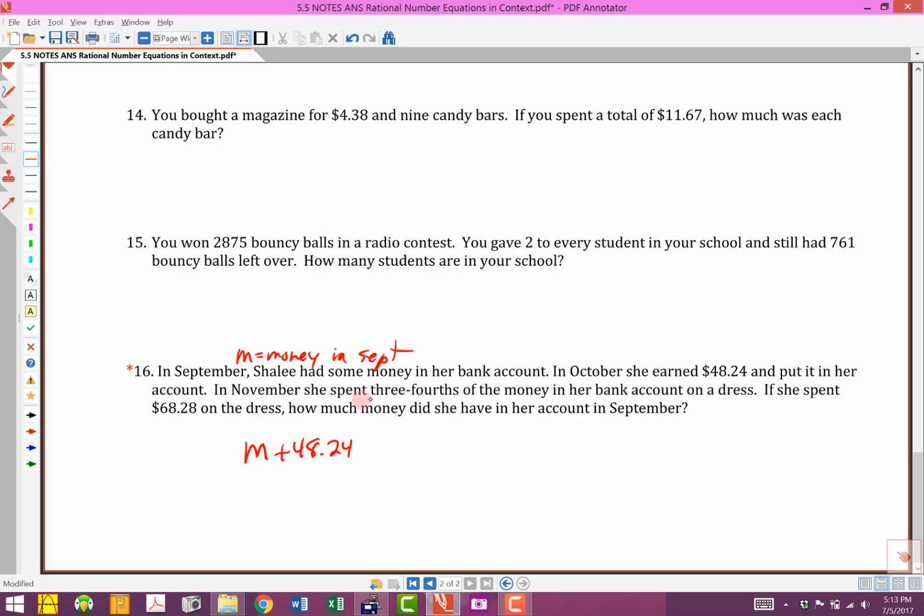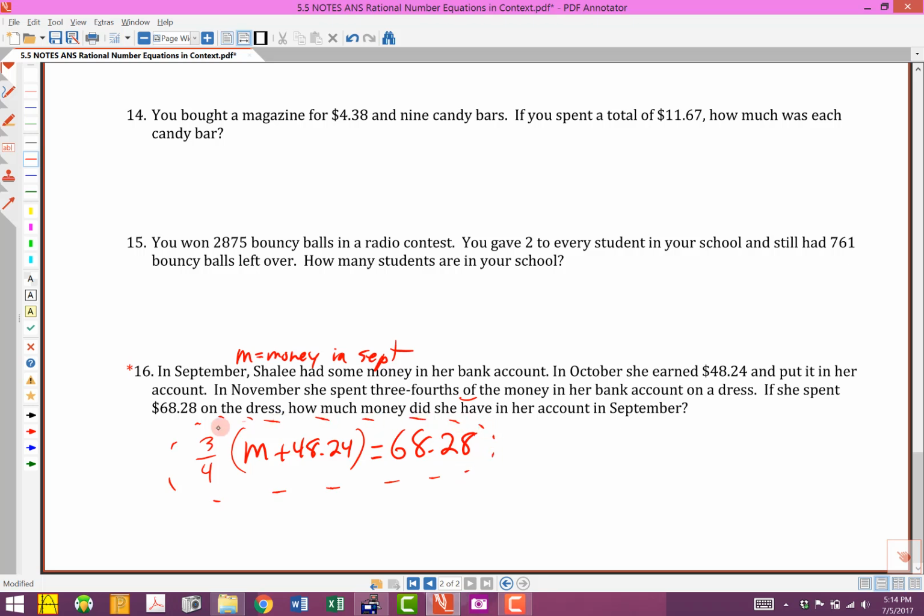In November it said she spent 3/4 of the money in her account on a dress. Remember, of means multiply, so she's going to spend 3/4 of that. We're going to multiply by 3/4, but not just the M, all of the money in her account, that entire quantity. So we really need parentheses there. And then it says she spent $68.28 on the dress, so 3/4 of the money in the account is how much she spent, $68.28. So this is the equation that we want to solve.